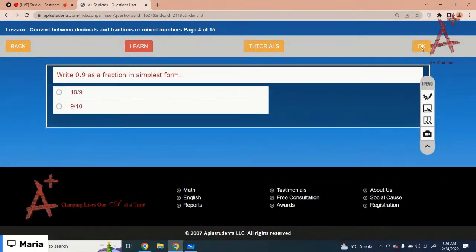Okay, the next one is write 0.9 as a fraction in simplest form. So which is the correct option?